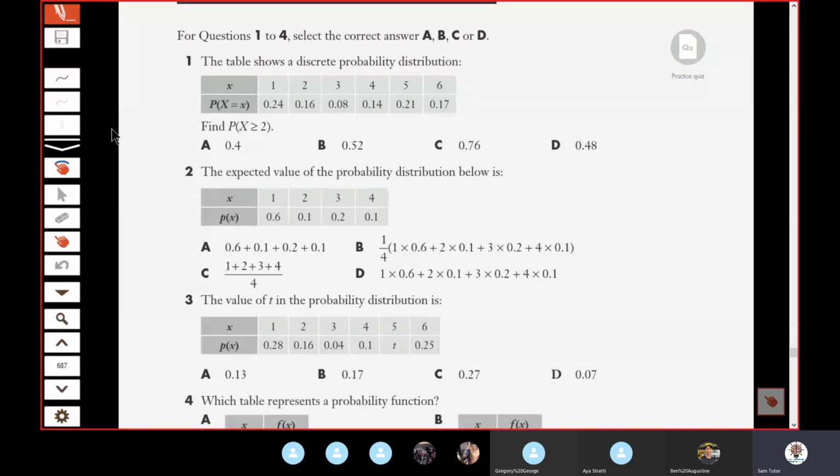All right. So the first one, the table shows a discrete probability distribution. Find the probability that x is greater than or equal to 2. Very easy. These are the probabilities of each number occurring. For it to be greater than or equal to 2, we're just going to add up from 2 to 6. So 0.16, 0.08, and so on. Or you could do 1 minus the probability of it being 1. So that would become 0.76.